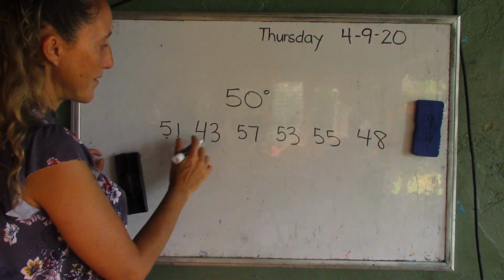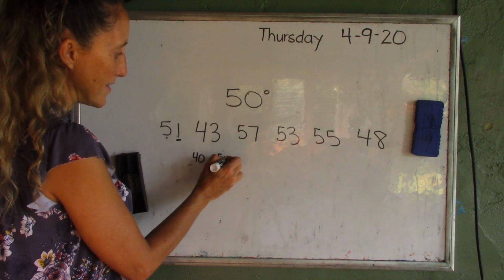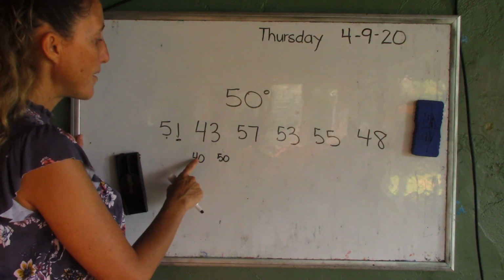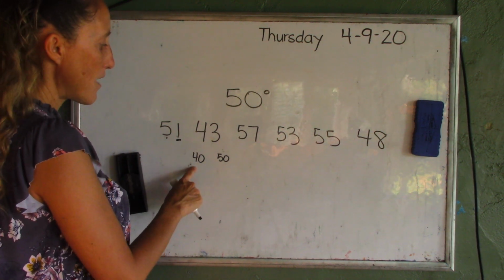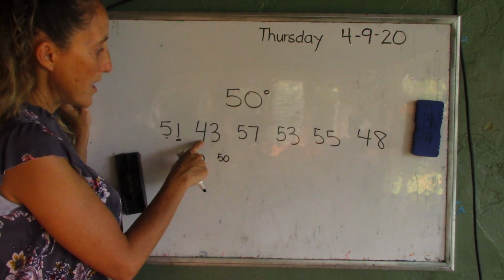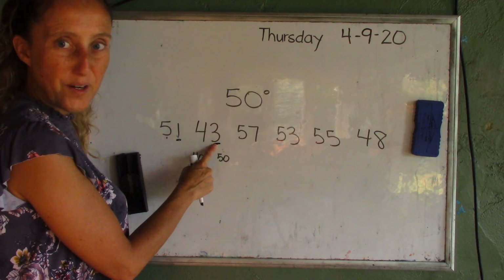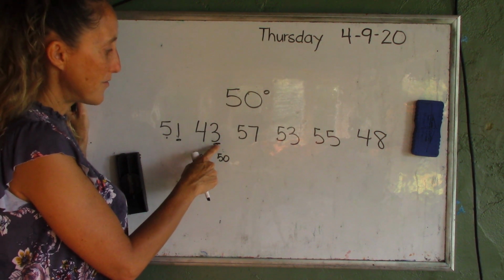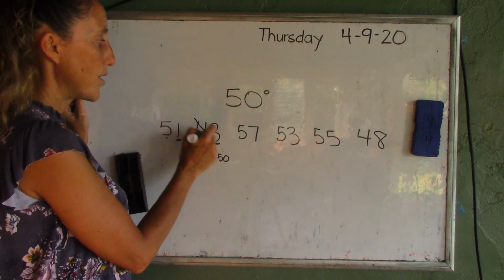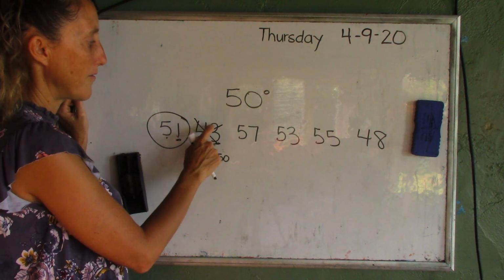Now let's go to this one, 43. 43 is between 40 and 50, right? It's in between those two tens. And we want to see, does it round back down to 40 or up to 50? So 40, we look at the second digit. Is 3 less than 4? Yep, it's 4 or less, so we're going back to 40. So 43 would not round up to 50. 51 would, but 43 would not.